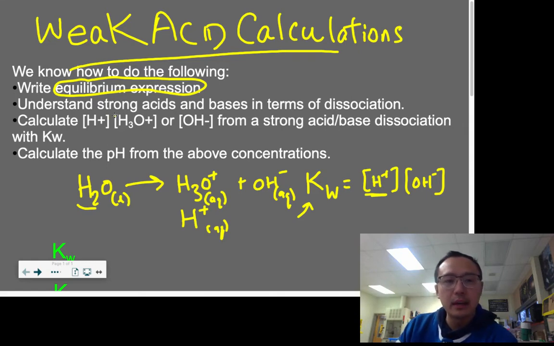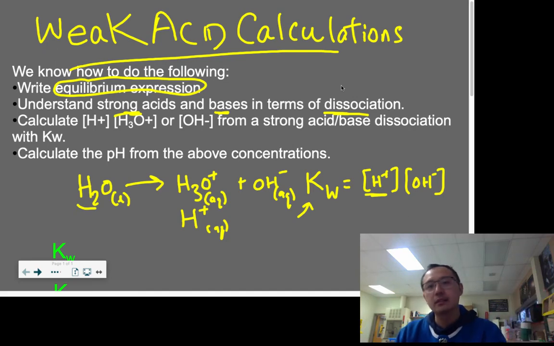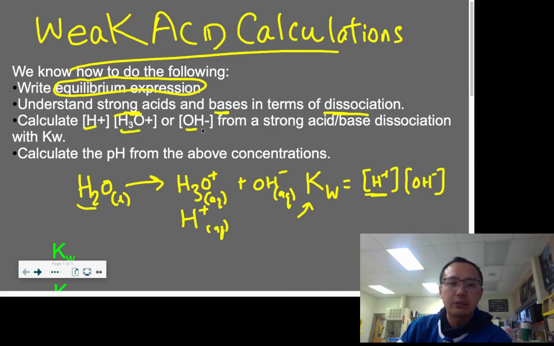Also, at this point, you should know that strong acids and bases, in terms of dissociation, will completely dissociate into their ions, which makes your stoichiometry molar ratios a lot easier, because whatever you start off with in the reactants, that's what you're going to end up with in your products, because it's a complete dissociation. And after you have calculated your proton concentration or hydronium ion concentration or hydroxide, you should know how to calculate the pH from each of those, and also know how to calculate these from Kw of a strong acid or base. So this is where we're at now.